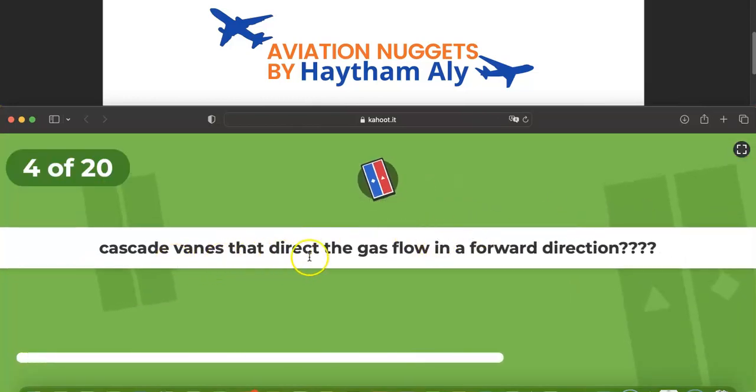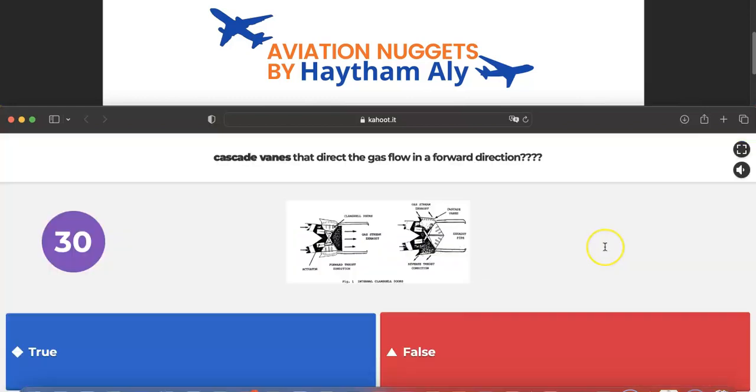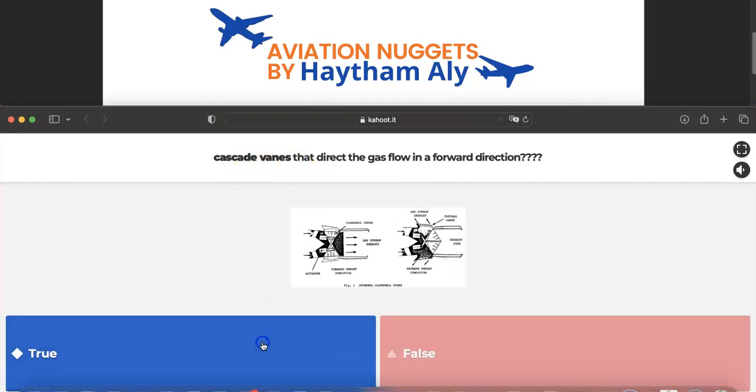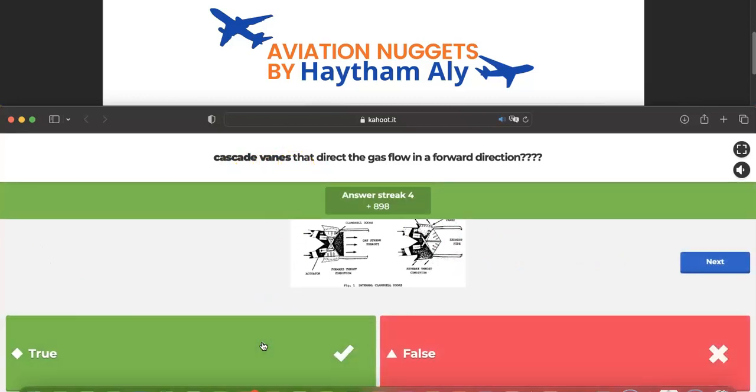Cascade vanes direct the gas flow in a forward direction. Yes, we do have cascade vanes to direct the gas flow in a forward direction. So this statement is very true, everybody. So what is the function of the cascade vanes? The cascade vanes have different angles and they direct the fan stream into the forward direction.